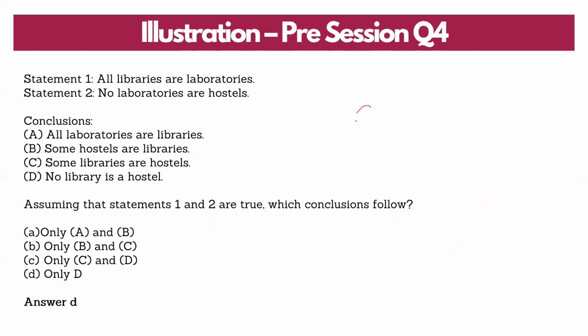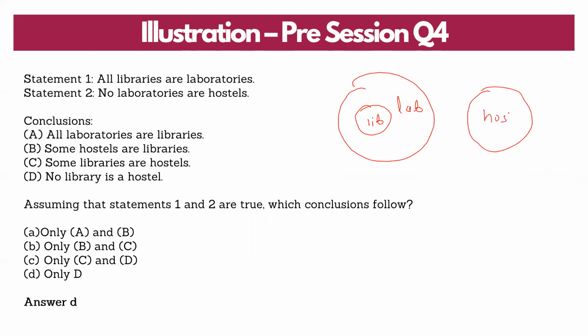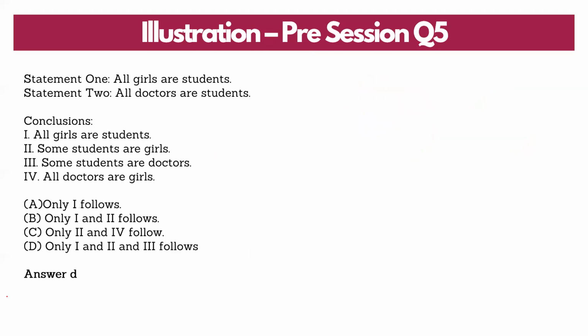Next, all libraries are laboratories. No laboratories are hostels. Very easy diagram. No lab is hostel. What conclusion can I draw? All laboratories are libraries. Just look yourself. Can I say all laboratories are libraries? No. Some hostels are libraries. I cannot say. In the diagram, library and hostel are far apart. Some libraries are hostel. Once again, can't say. No library is hostel, yes, because library and hostel are far apart. They cannot intersect. Answer is only D. Very easy question.